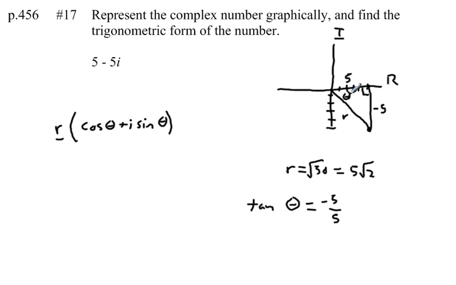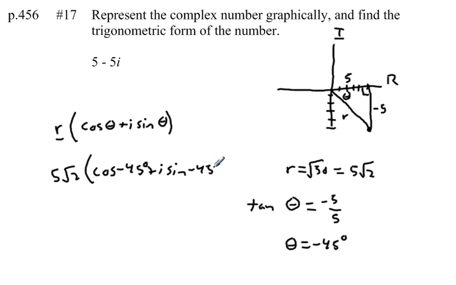On this particular problem, I can notice that since these dimensions are the same, theta must be 45 degrees. Careful, it's not 45, but since we went downward here, it's negative 45 degrees. So theta is equal to negative 45 degrees. Now let's plug those into this trigonometric form. So our trigonometric form is 5 times the square root of 2 times the cosine of negative 45 degrees plus i times the sine of negative 45 degrees.